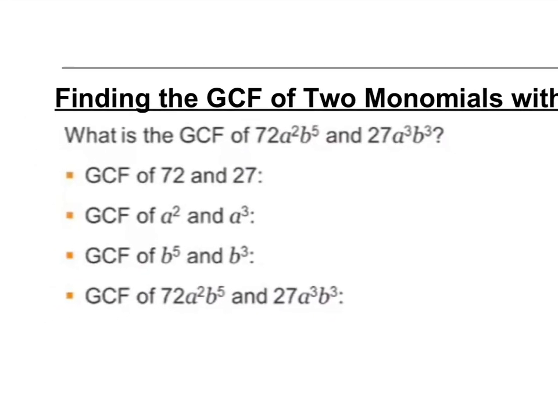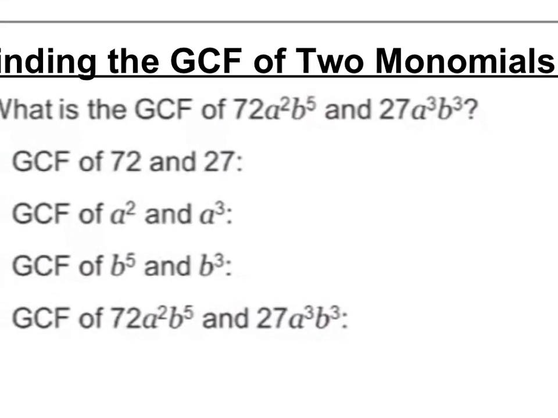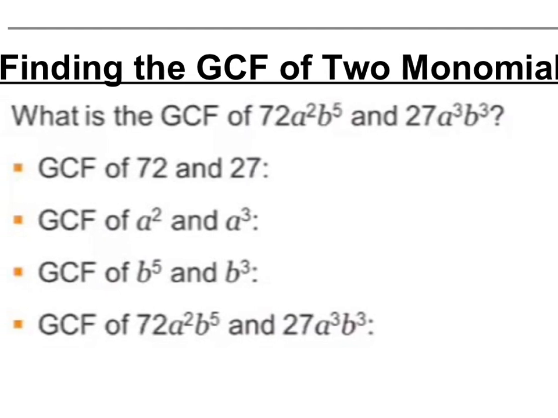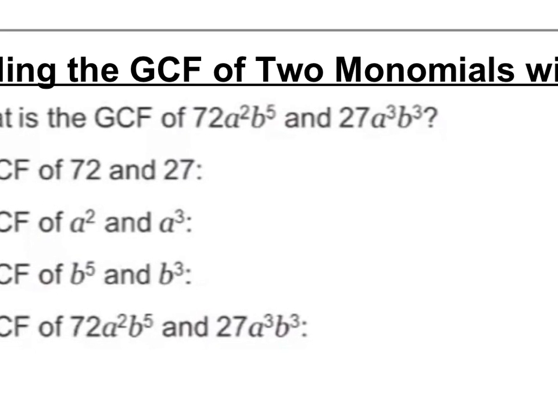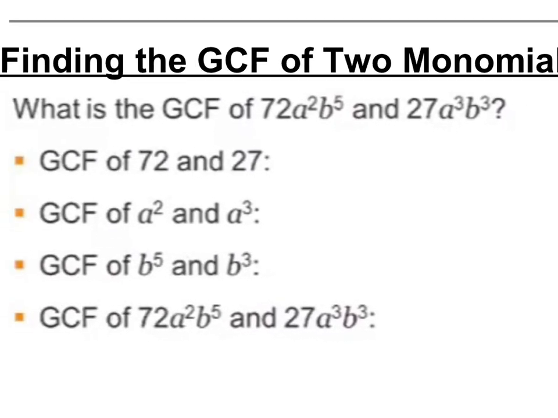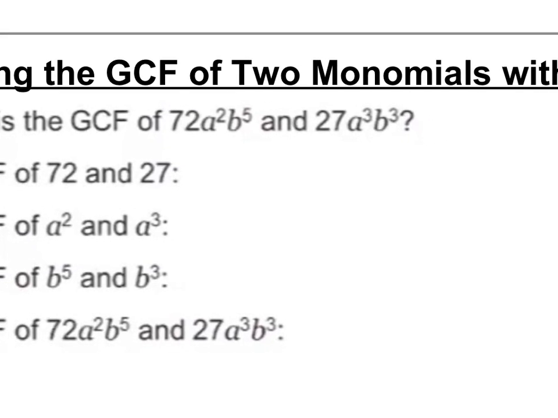Now the next one, we've got two monomials with multiple variables. So now we have to find the greatest common factor of 72a squared b to the fifth and 27a cubed b cubed. So we want to look at each of these separately. We want to first say, well, what's the greatest common factor of 72 and 27? Right off the bat, I can't really think of that, so I may need to do a factor tree or think of the multiples of 72 and 27.